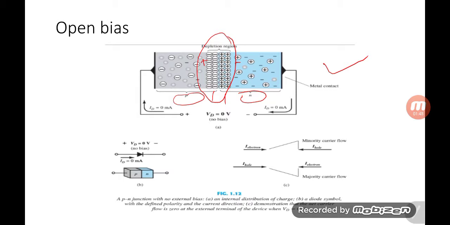So the PN diode can be operated in reverse bias or forward bias, and simply if we don't apply any external voltage, it will be called open bias. So this figure denotes the open bias. There will be no diode current because of the absence of applied voltage.